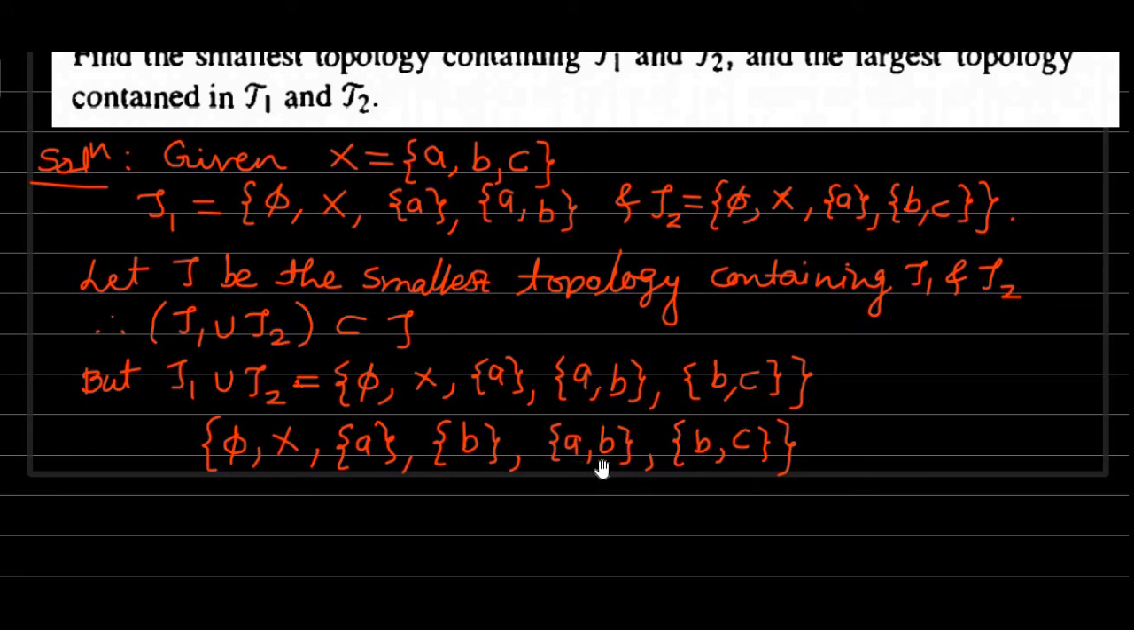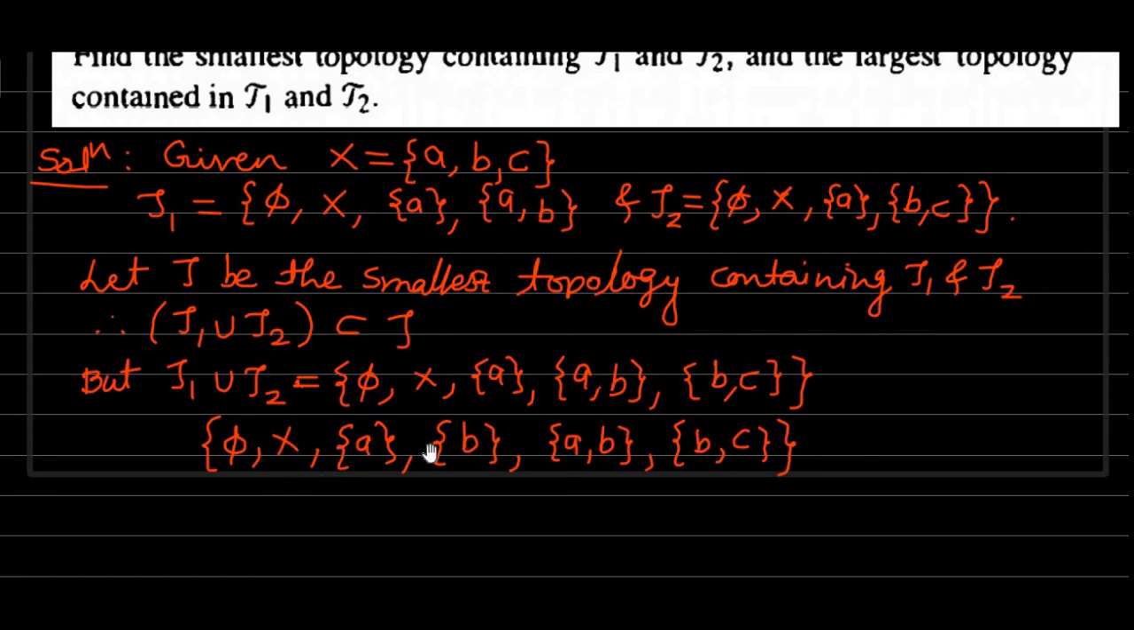Then the union of {B} with the 2-point set {A, B} is the 2-point set {A, B}, which is already present here, and union of {B} with the 2-point set {B, C} is the 2-point set {B, C}, which is already present here. And finally the union of 2-point set {A, B} with the 2-point set {B, C} is the set {A, B, C}, which is already present here, which means that the second condition is satisfied here. Now we'll move to the third condition.